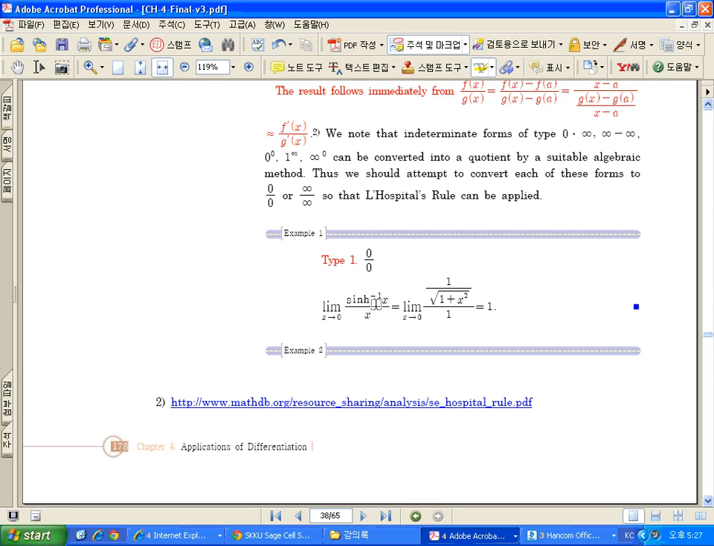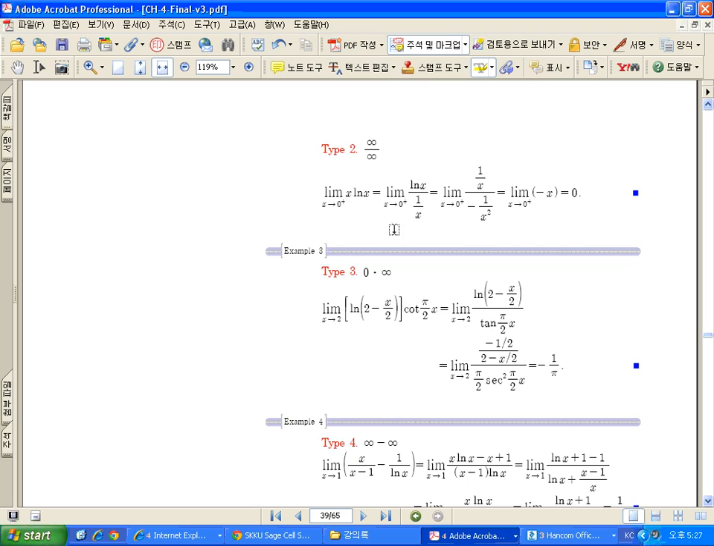For the limit of the inverse hyperbolic sine of x over x, this function can be written in this way. As you see, if x goes to infinity, this goes to 0 over 0. The derivative of the inverse hyperbolic sine can be written in this way, and the derivative of x is this, so we can find the limit of this function is 1 by L'Hopital's rule. And the limit of x times ln of x when x goes to 0 from the right-hand side can be written in this way. That makes infinity over infinity. If you adopt L'Hopital's rule, then you can show the limit is 0.